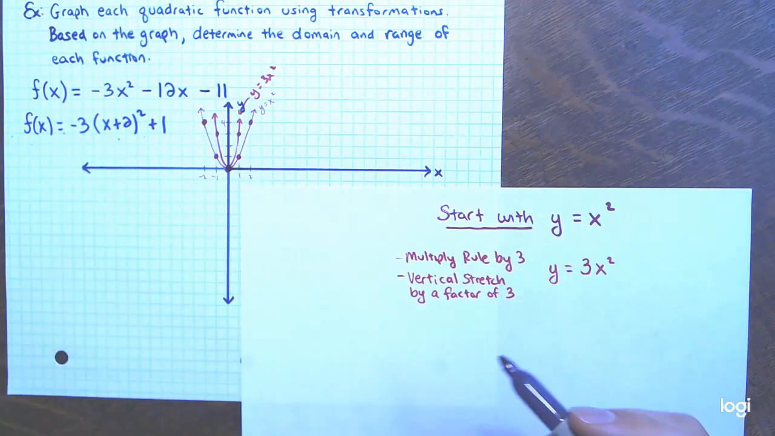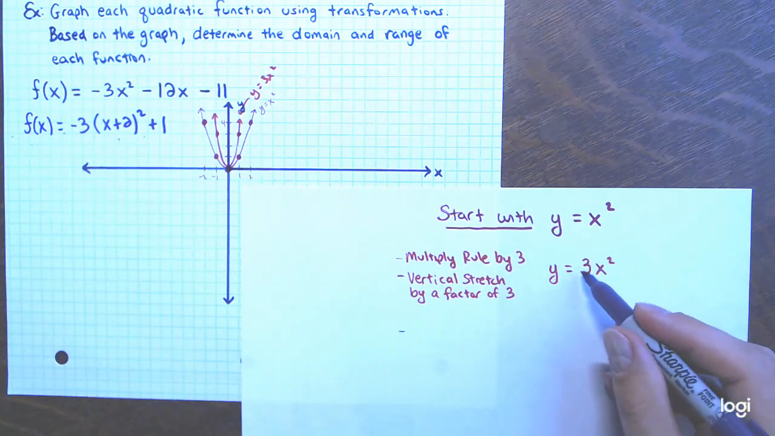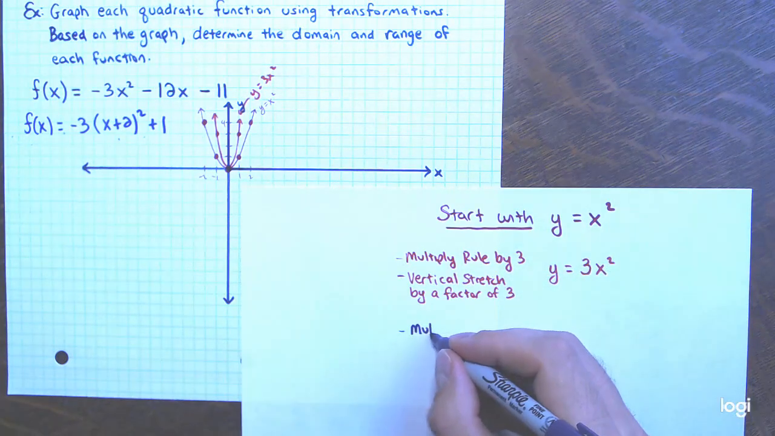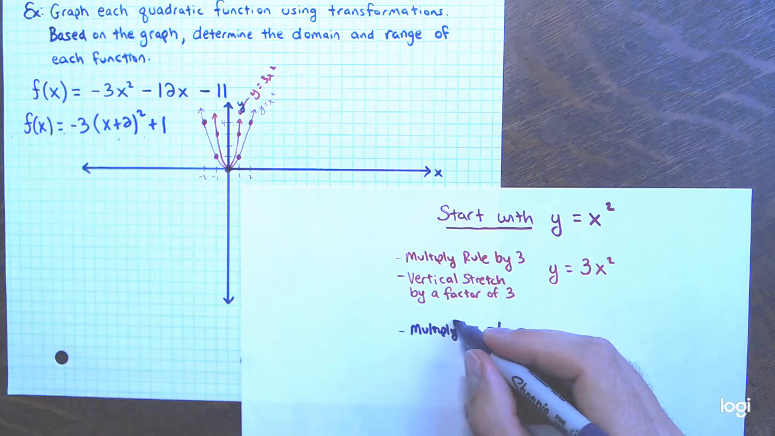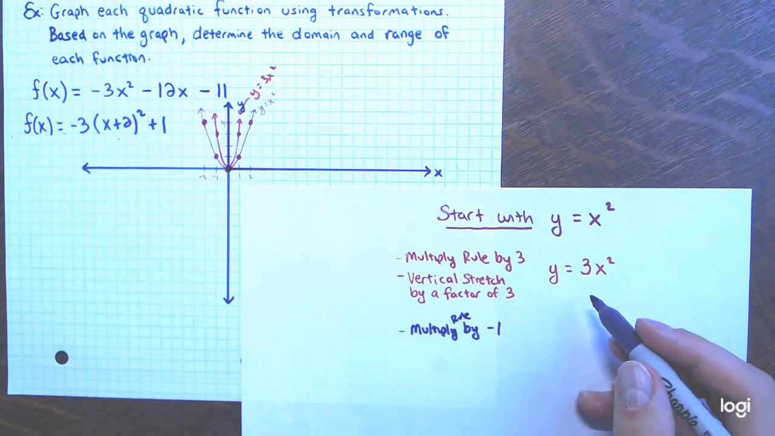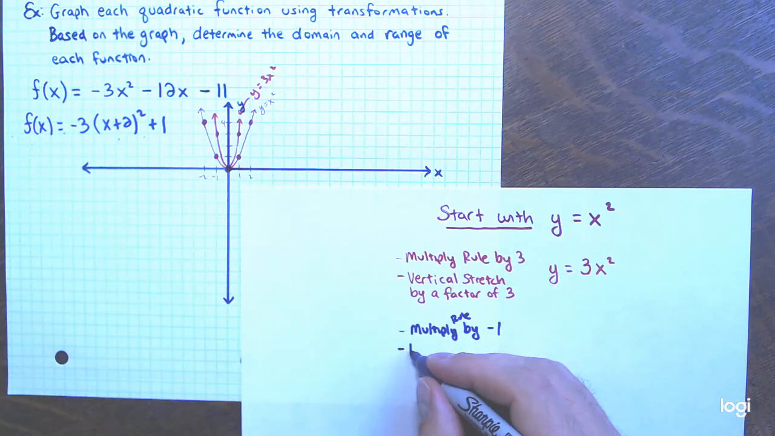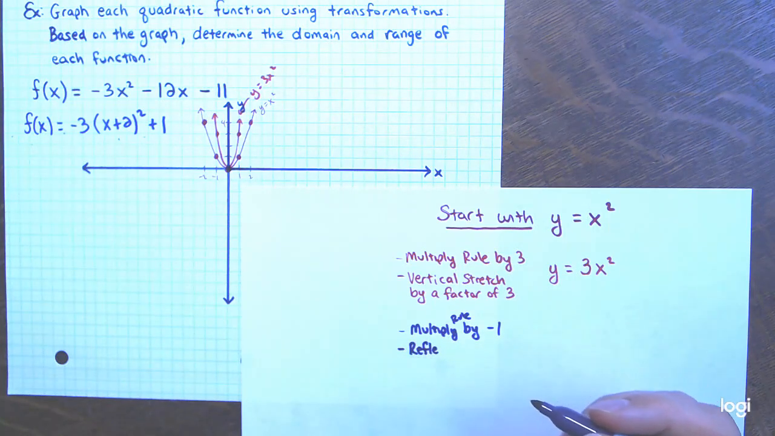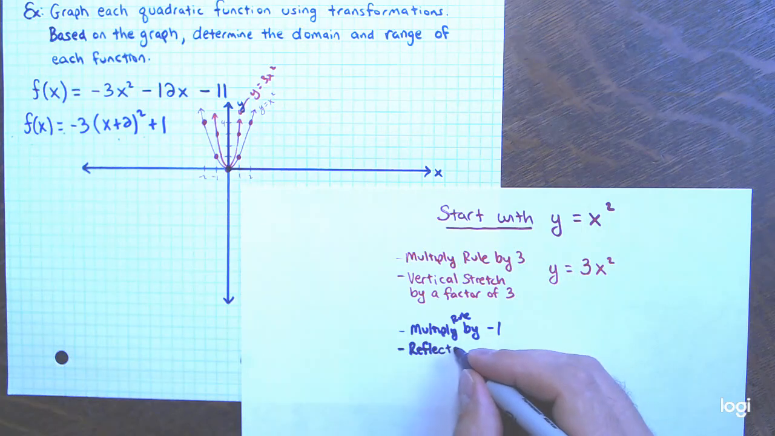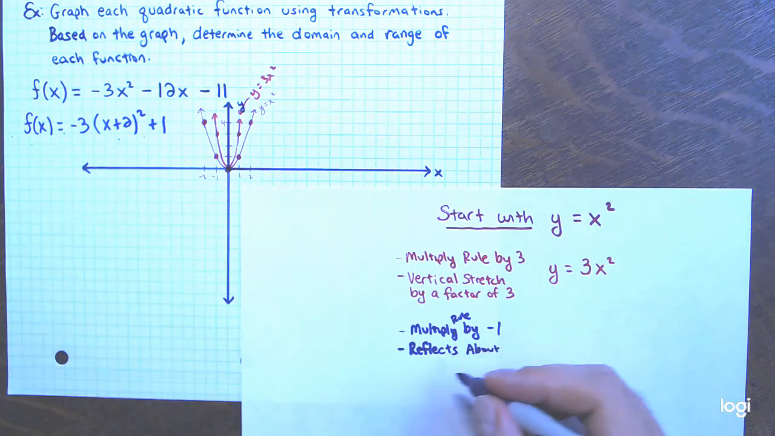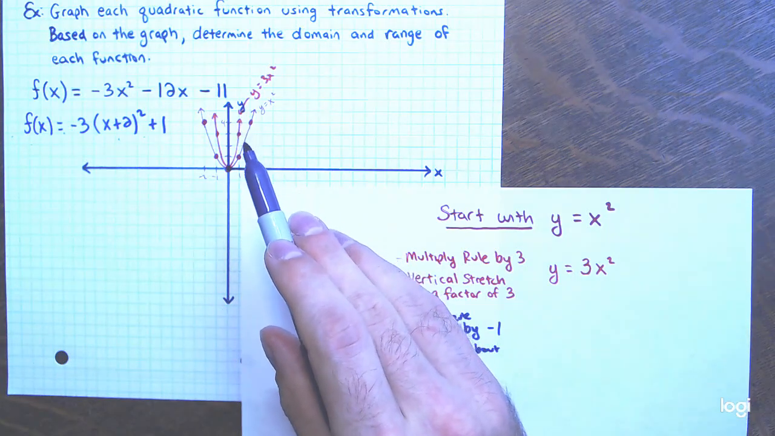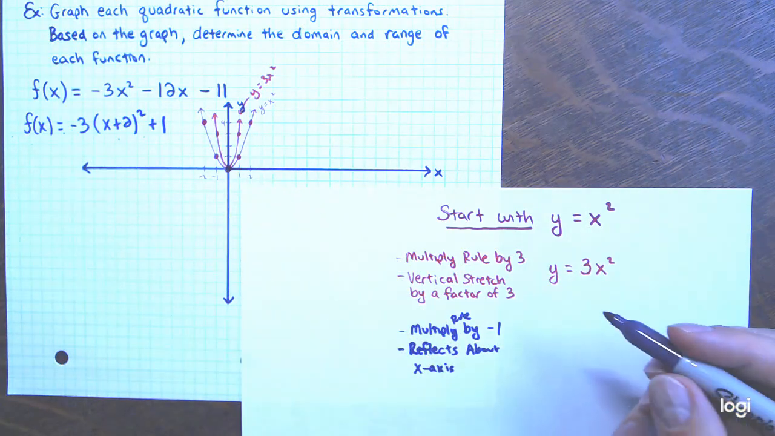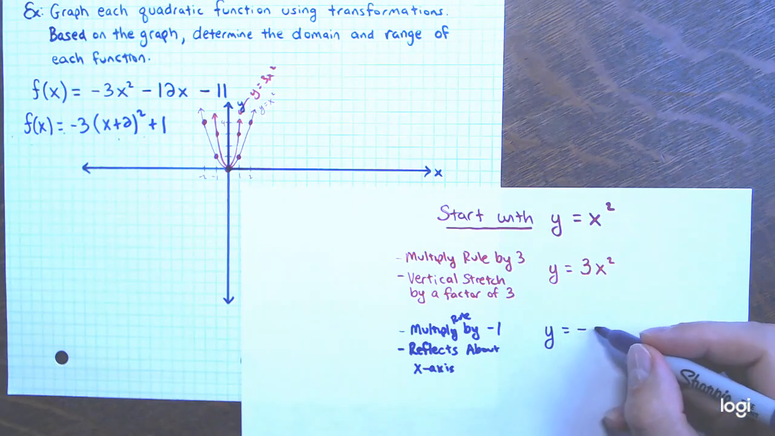And when you multiply by negative 1, so I'm going to take this rule now, this 3x squared, and multiply by negative 1. And what does that do? That causes a reflection. That reflects the graph across the x-axis. Again, if you multiply the rule by negative 1, you're just taking the points on the graph of y equals 3x squared and multiplying all the y coordinates by negative 1. So we have y equals negative 3x squared.